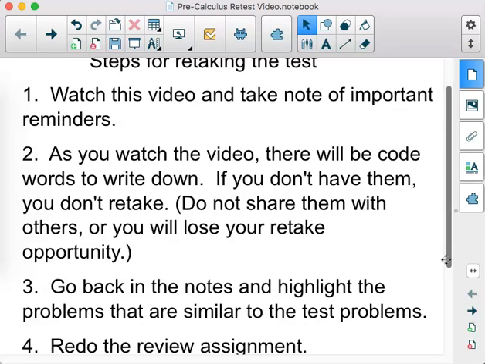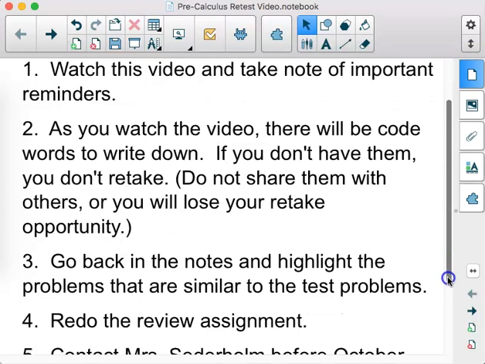Then, like it says, you don't share them with others or you're going to lose your retake opportunity. Somebody will tell me, or I will hear from somebody, that you shared that information, and when that happens, your retake is done.